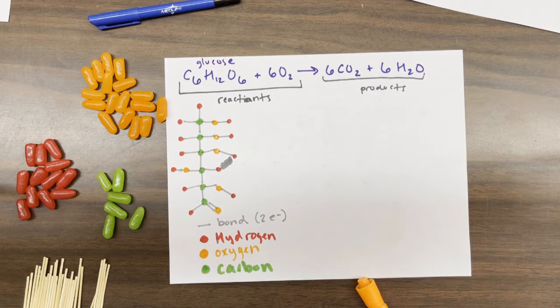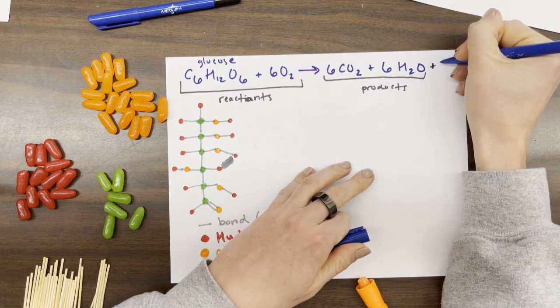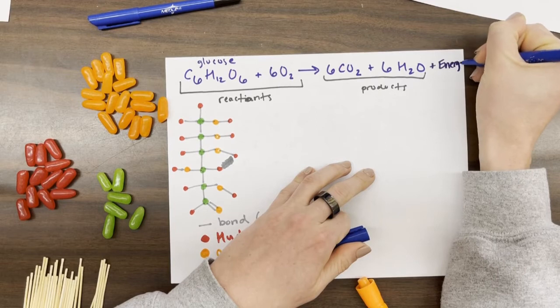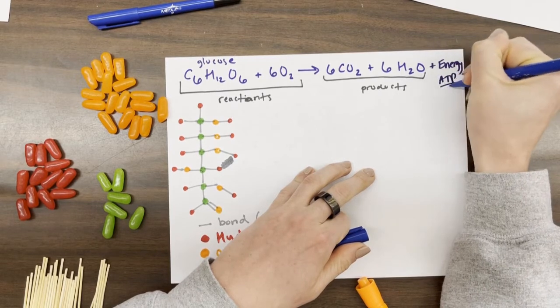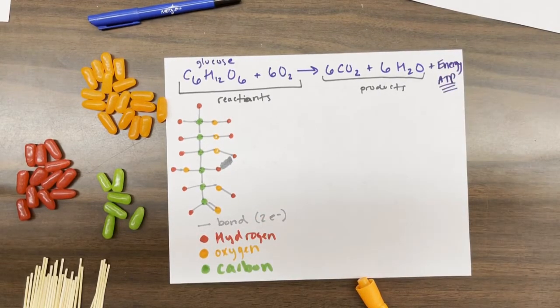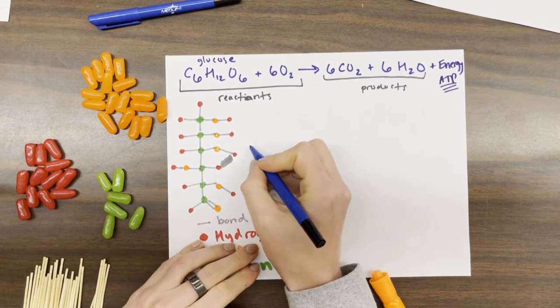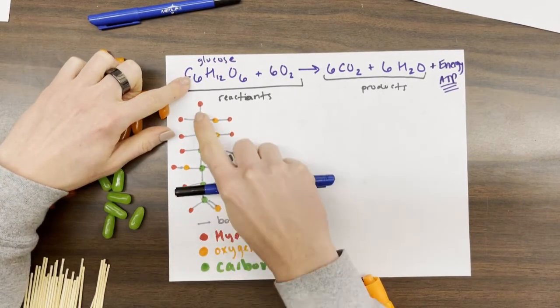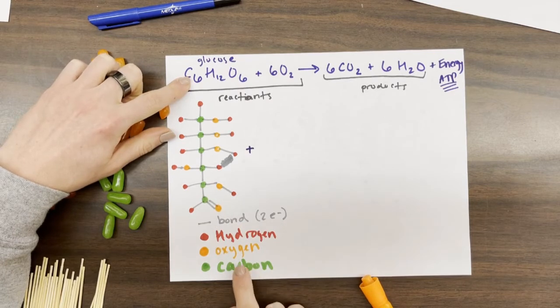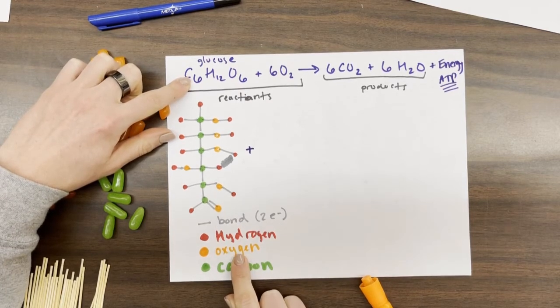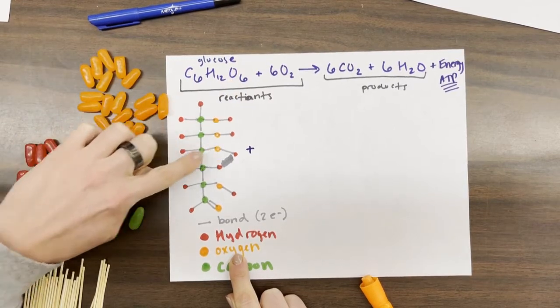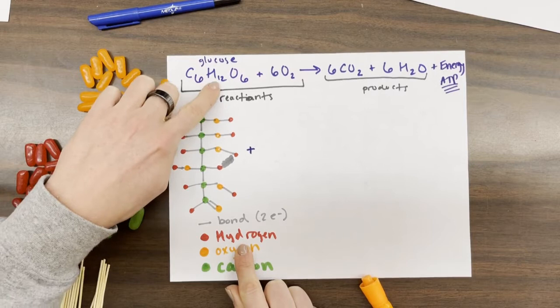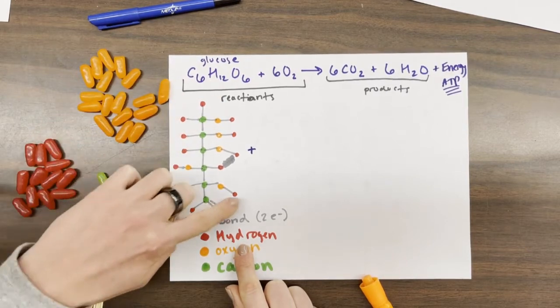Oh, I forgot the most important thing: plus energy. And this energy is in the form of ATP. We'll talk about where that energy comes from. So I've got my glucose, and I'm going to say plus. Notice I've got 6 carbons, 1, 2, 3, 4, 5, 6. This is like an advanced Lewis dot structure. We have 6 oxygens, 1, 2, 3, 4, 5, 6, and 12 hydrogens, 1 through 12.